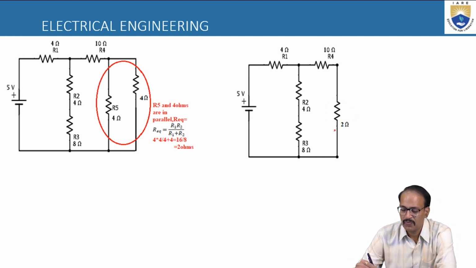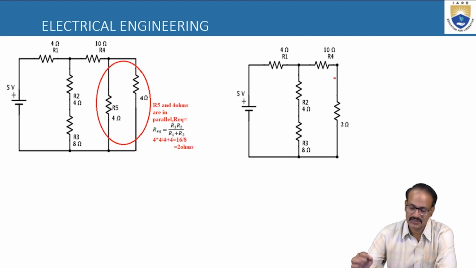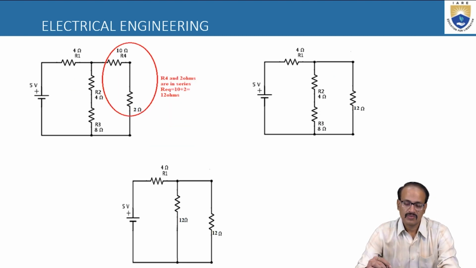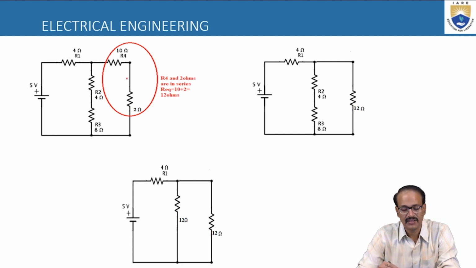This newly formed 2 ohm resistor is in series with the 10 ohm resistor. If they are in series, we can simply add. So we can replace the 10 ohm and 2 ohm with a single 12 ohm resistance. That's the same thing we have done here, and this is the new circuit with the newly formed 12 ohm resistor.